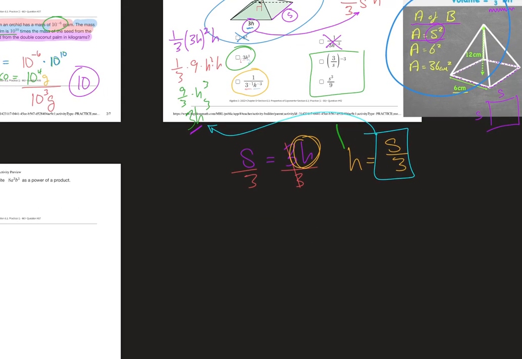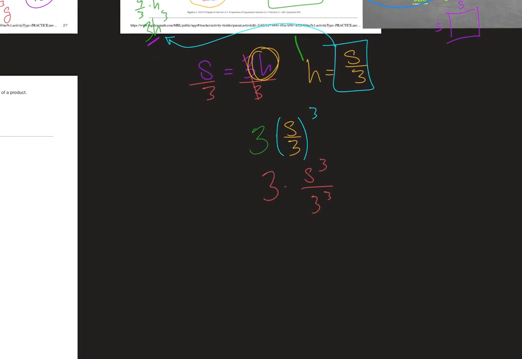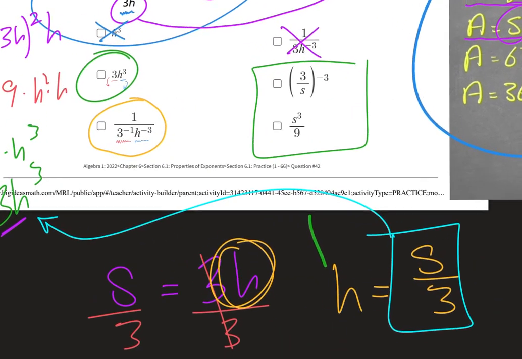So let's try that. Here, I'll do the green. 3 times S over 3, that whole thing cubed, because look, that was height cubed. So here we have the height is really that. We're going to get 3 times S cubed over 3 cubed. And one of these 3's is going to cancel one of those 3's, leaving us with S cubed over 9, because 3 squared is 9. Yay, we figured it out.